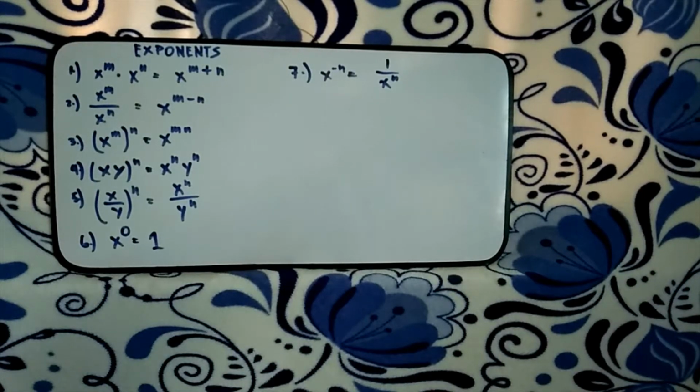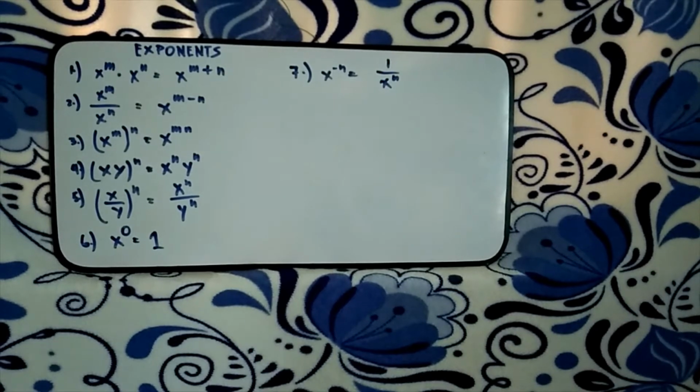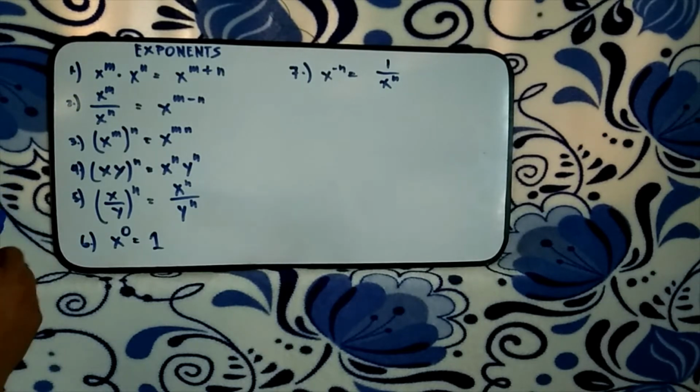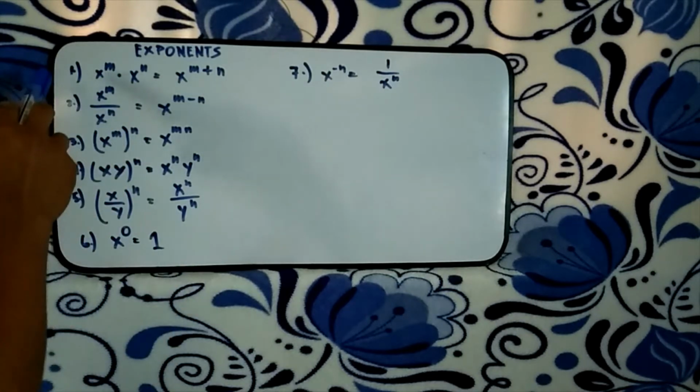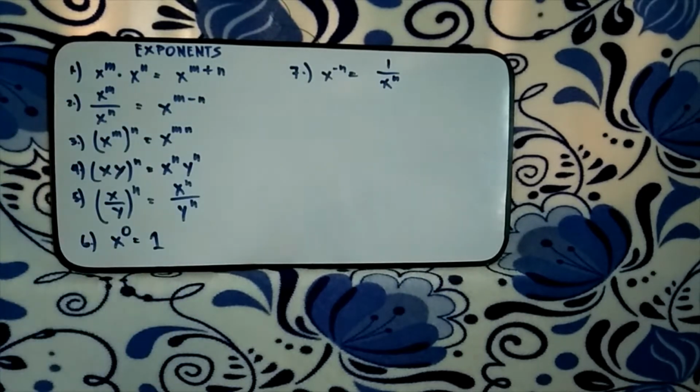Our topic for today is all about exponents. These are the rules of exponent. X raised to m times x raised to n: all you have to do is to add the exponents, m plus n. Second is x raised to m all over x raised to n.